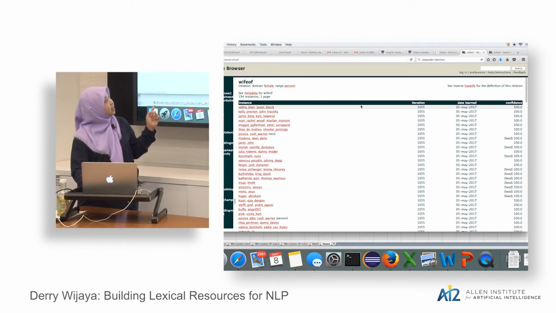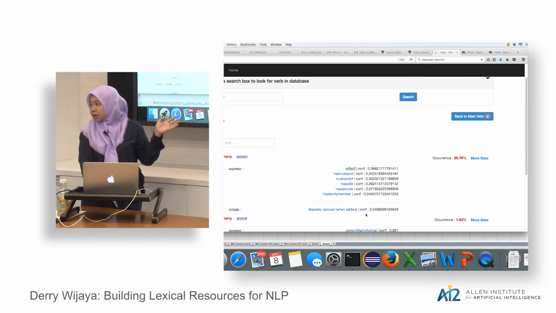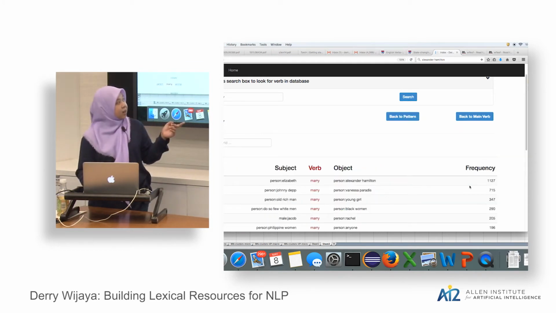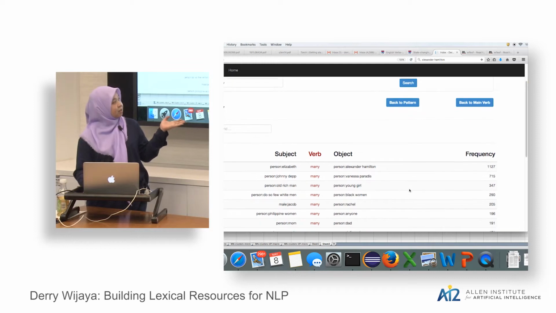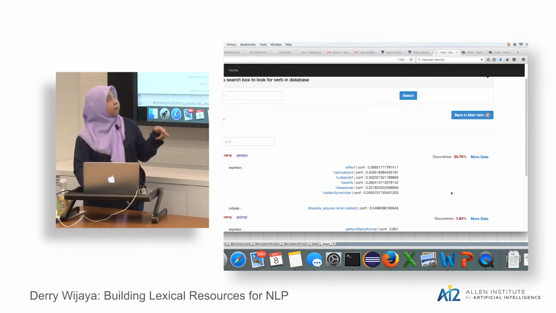So for example, this links to the wife of relation in NELL. And you'll also see if it initiates or terminates some relations in the Wikipedia info box. And you can see more data, which are the mentions of the typed verbs in the ClueWeb corpora and the frequency of them.